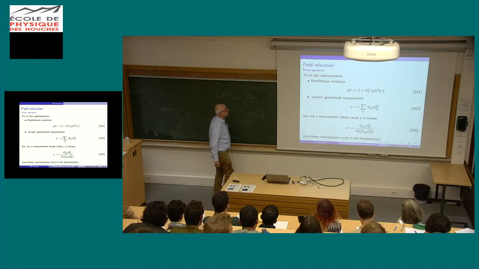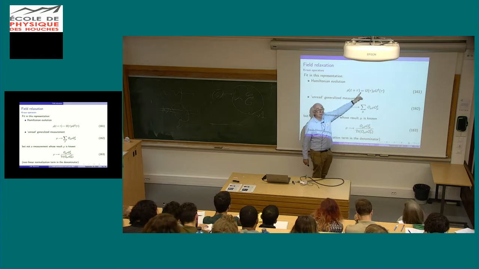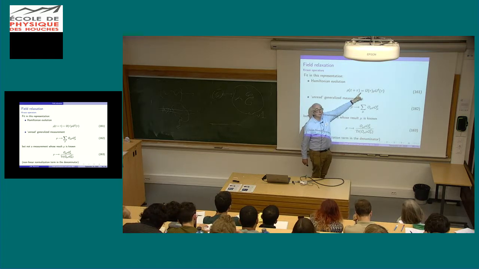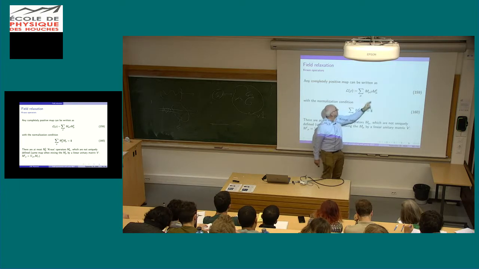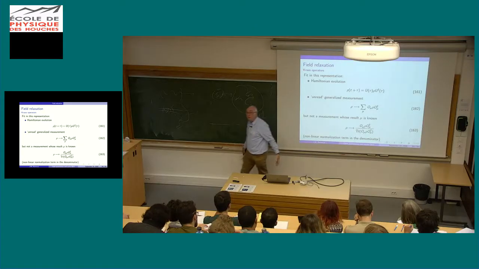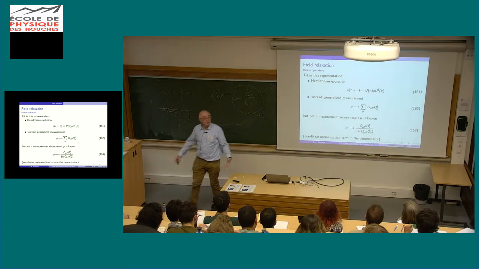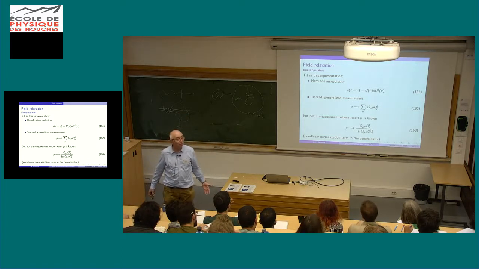What fits in this representation? The Hamiltonian evolution. If you evolve a density matrix with a Hamiltonian, you just sandwich it between U dagger and U, where U is the evolution operator. And it's directly a Kraus form. So the map representing the standard Hamiltonian evolution of a system is directly in a Kraus form with a single operator, that is the evolution operator.